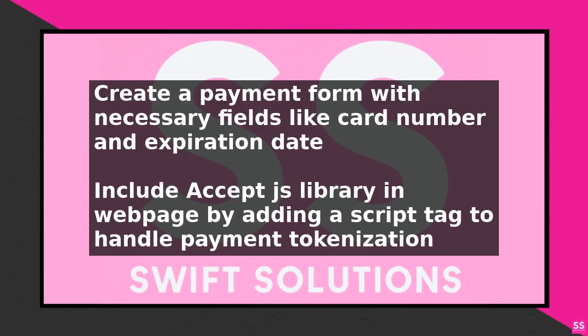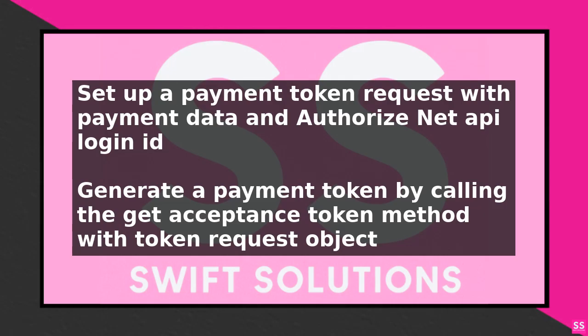Next, include the Accept.js library in your web page by adding a script tag that points to the Accept.js URL. This library will handle the payment tokenization process. Then set up a payment token request by creating a token request object that includes the payment data and your Authorize.net API login ID. This object will be passed to the Accept.js library to generate a payment token.